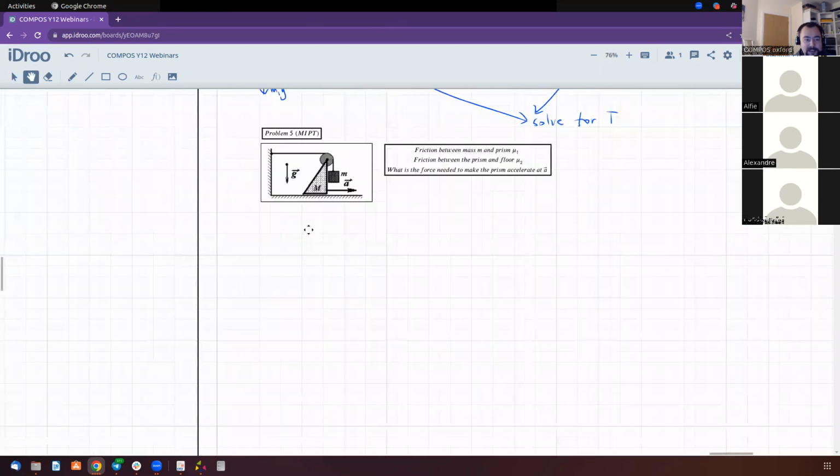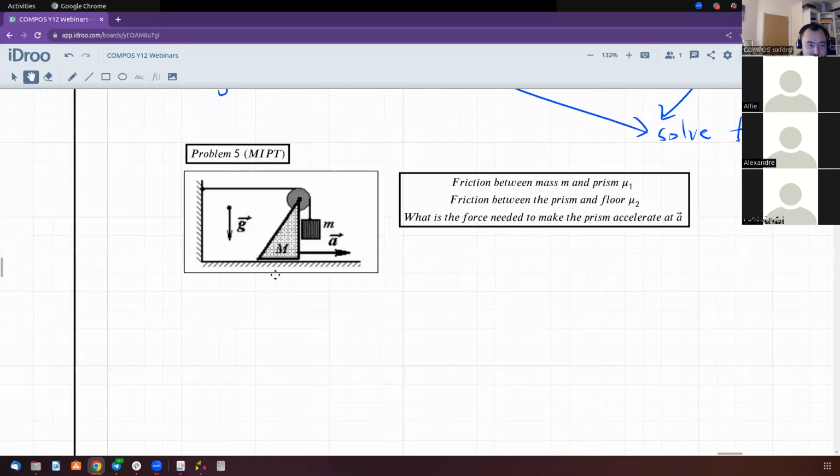Okay, finally, we have this one. We have a prism with a pulley and a rope, and there's friction. There's friction between the prism and the block, between the mass and the prism. There's friction between the prism and the floor. What is the force needed to make the prism accelerate at A? Okay, so it looks super complicated. Well, once again, it's very similar to the problem that you have in the assignment. It's one of the harder problems.